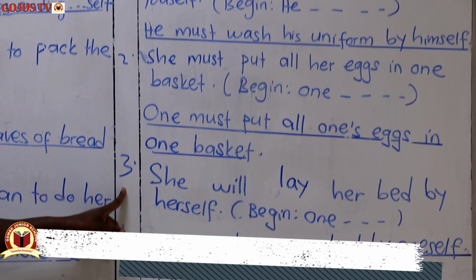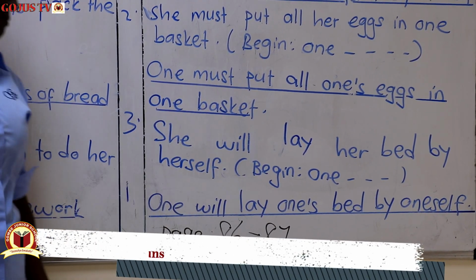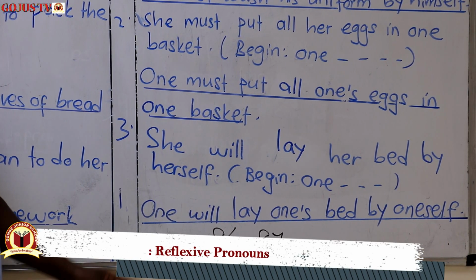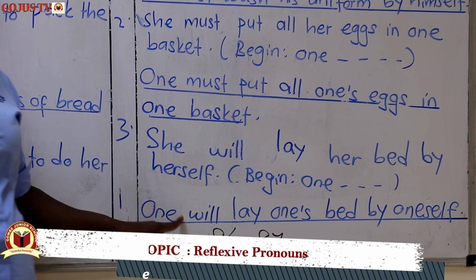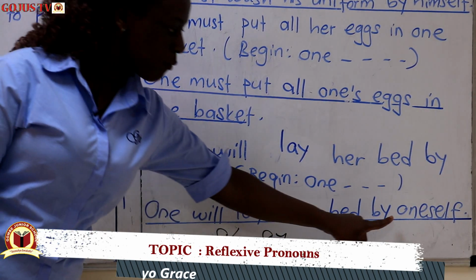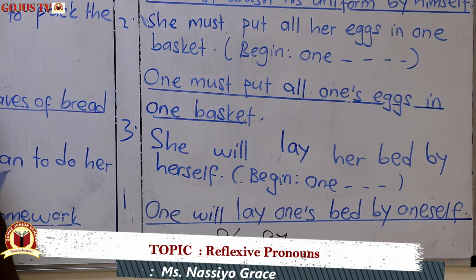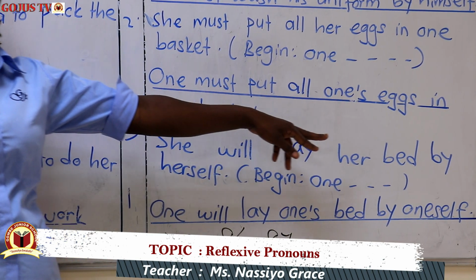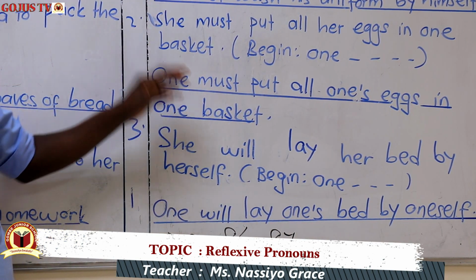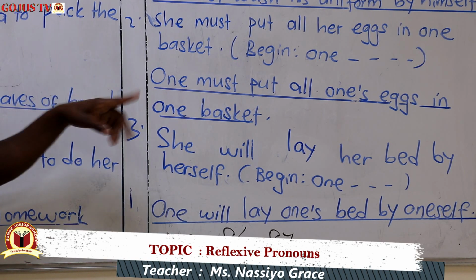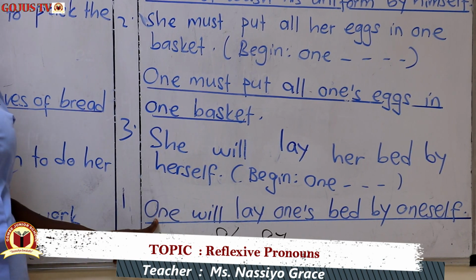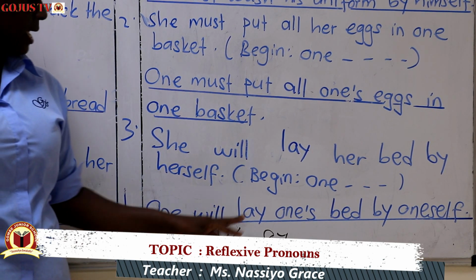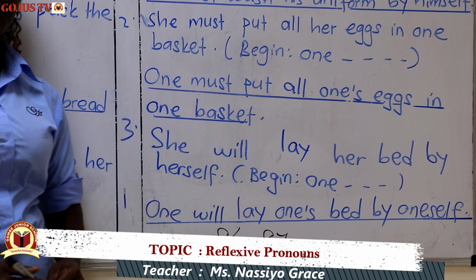Number 3: She will lay her bed by herself. Begin with one. We still say, one will lay one's bed by oneself. Not like some of you say, one will lay his bed by oneself. No. Wherever there is she or he or them, remove that and make sure you put there one, oneself. So the answer is: One will lay one's bed by oneself.